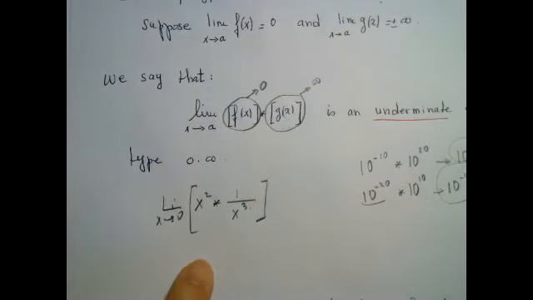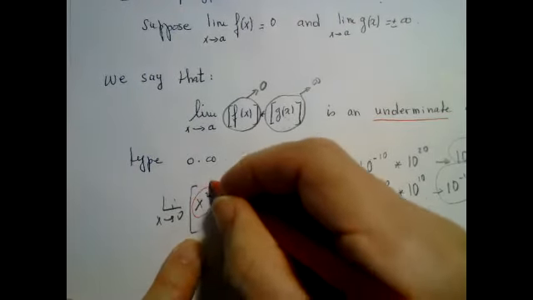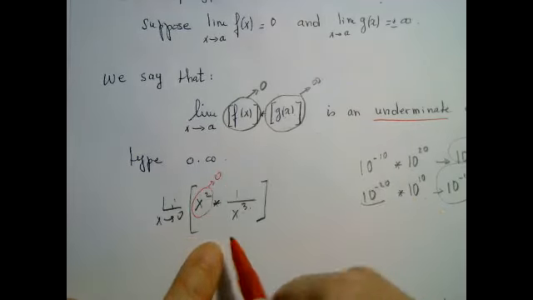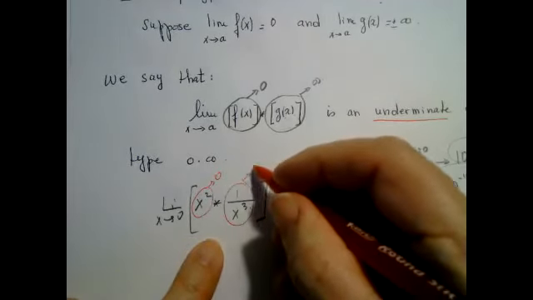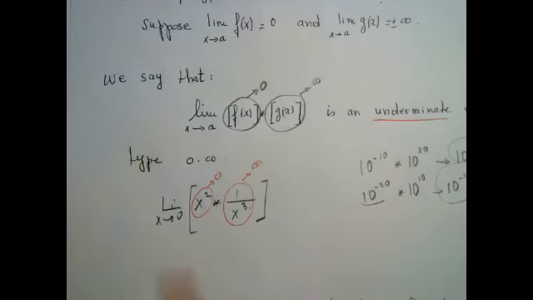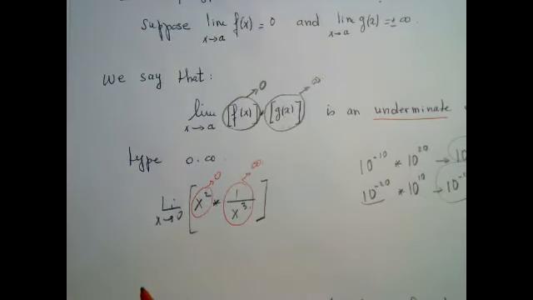Now watch the scenario here. This goes to 0. When x goes to 0, this goes to infinity. So one becoming small, one becoming large. What do you think the product will do? I give you a minute. What do you think the product will do? Does it go to 0? Does it go to infinity? One minute. You don't need more than that.